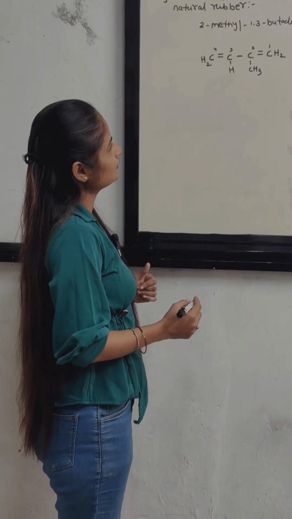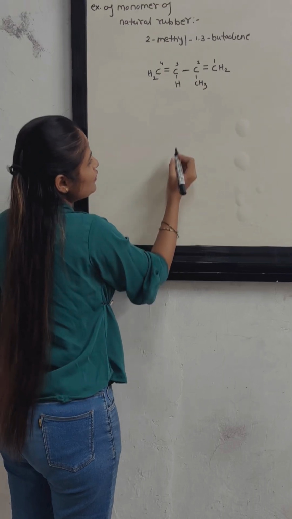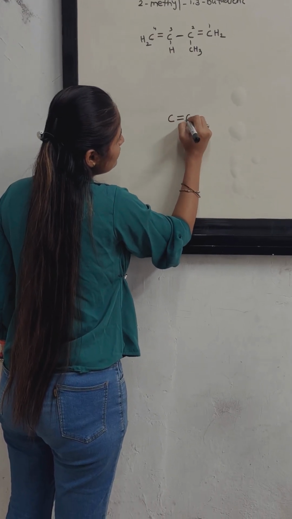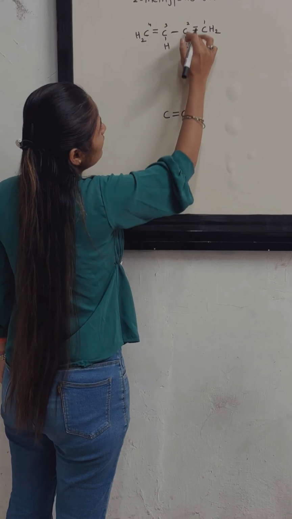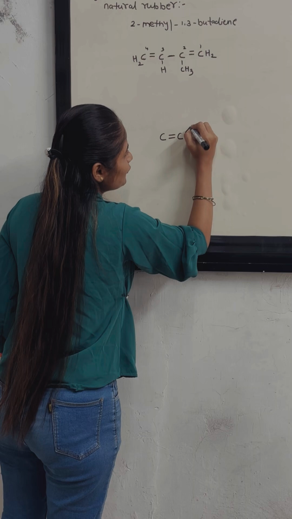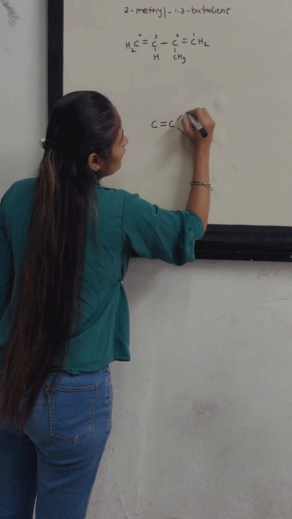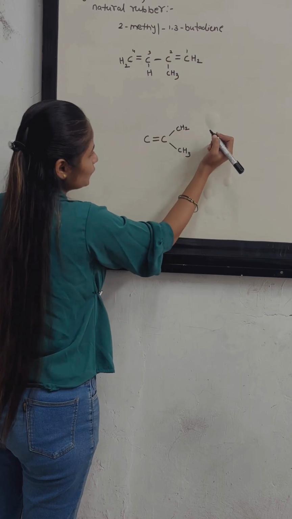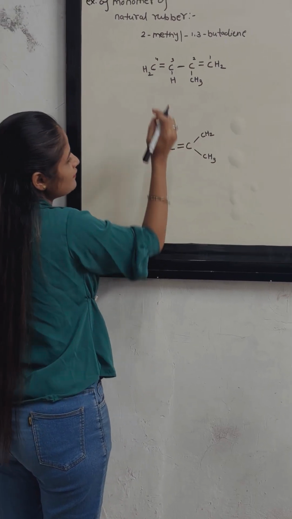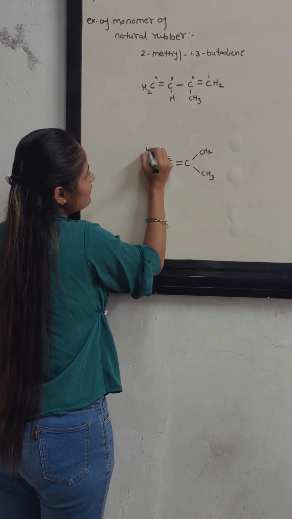Okay, so we study how to write the structure of natural rubber. We shift the double bond here. First we have to write the C double bond C. Then this carbon is attached to one CH3 and one CH2 unit, so we attach them here. Here is the CH3, here is the CH2. Similarly here we have to attach the H and CH2. So here we write the H and CH2.